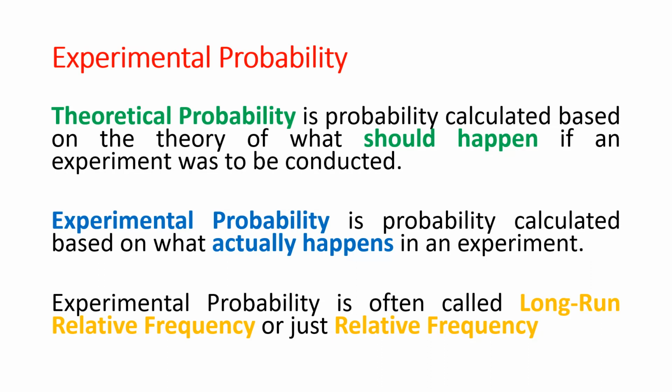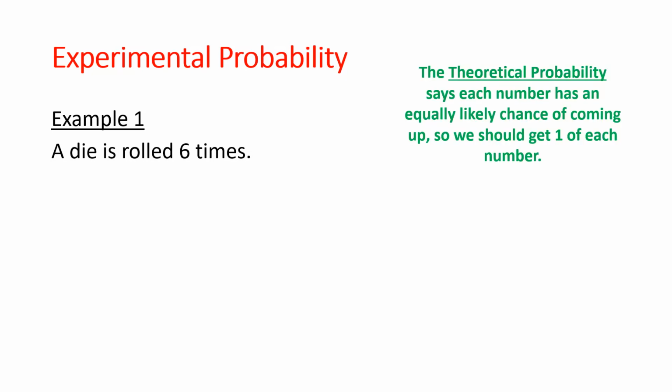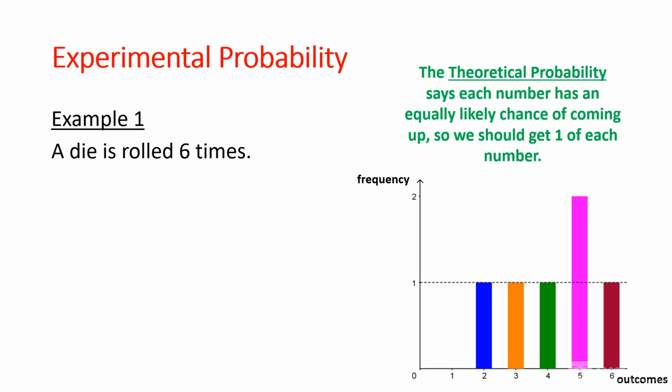Experimental probability is often called long-run relative frequency or just relative frequency. All right, first example, a die is rolled 6 times. The theory says we should get an equal chance of each number, so we should get 1 of each. However, after I've conducted this experiment, you can see my results. And you can see I got no 1s and I got 2 5s.